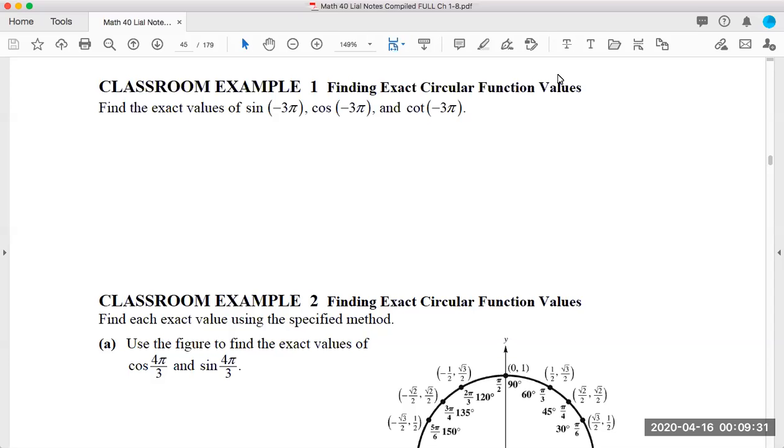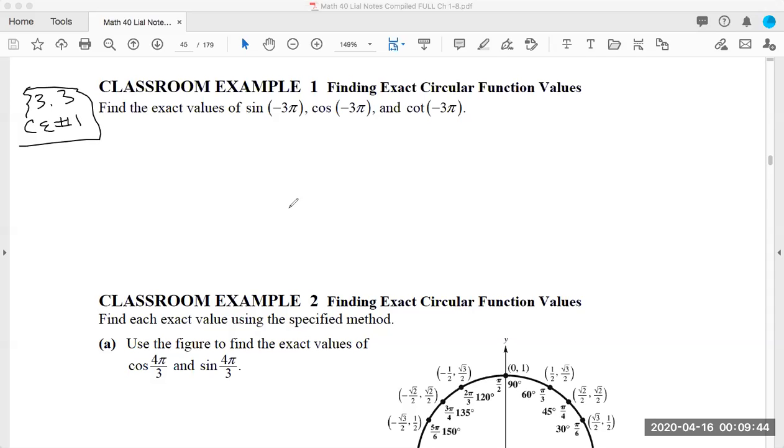Hey guys, in this video, this is the fourth problem that we're doing. This is section 3.3, classroom example 1. I'm also going to do 2A and 2B right after this in the same video, so just hang tight.